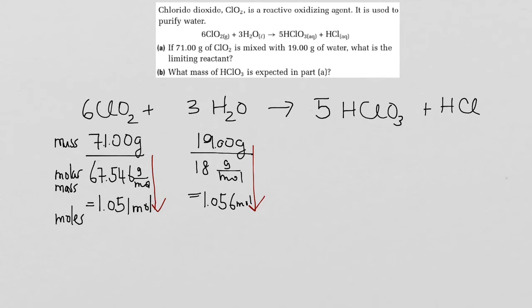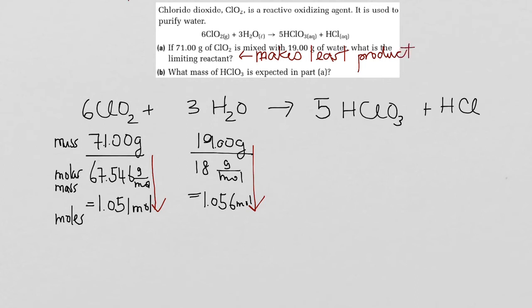So again, I'm doing this as if it's in the column. This column right here is for water, this column right here is for ClO2. So now we know that we have this many moles of ClO2, this many moles of water. Well, question A asks you, what is the limiting reagent? So again, you have to figure out which one gets used up first, which one makes the least product.